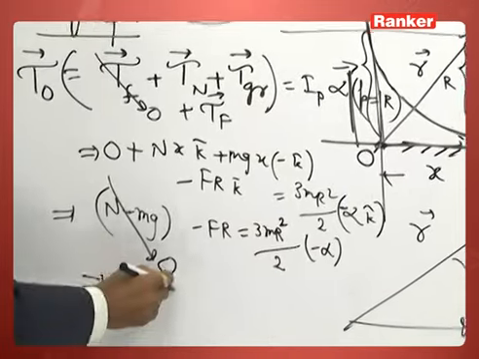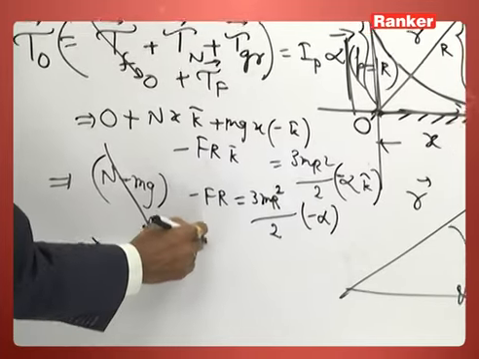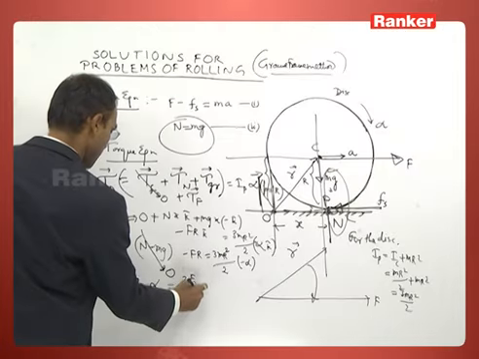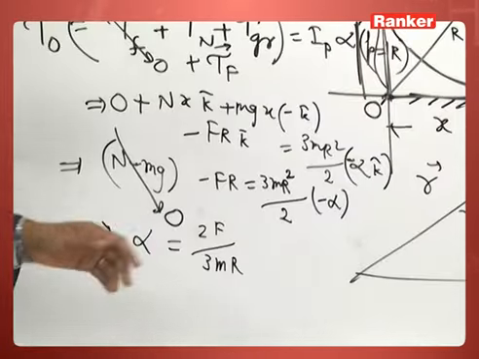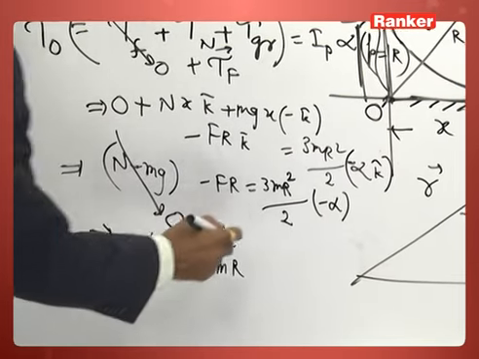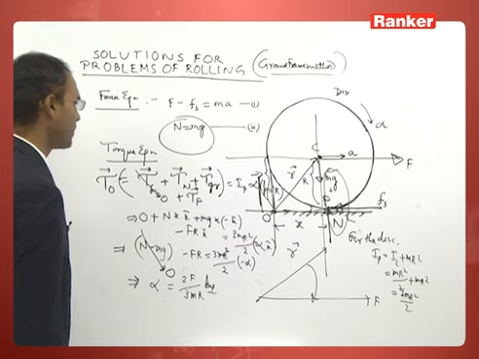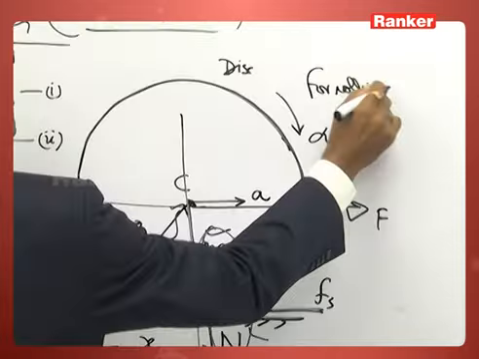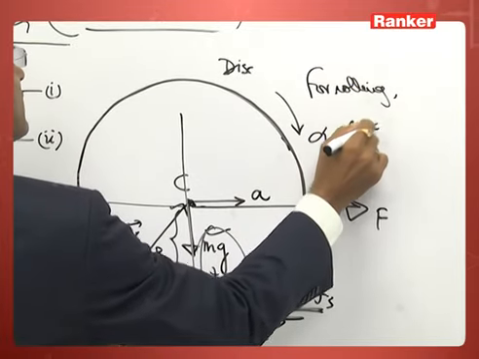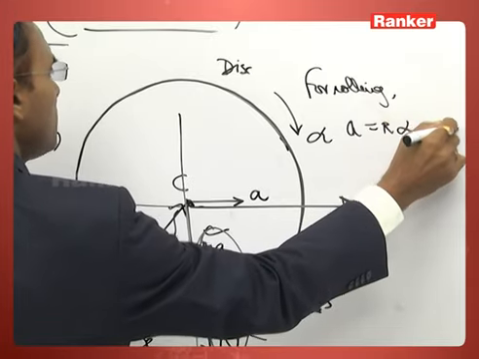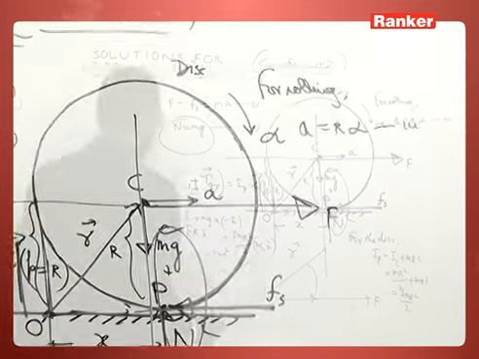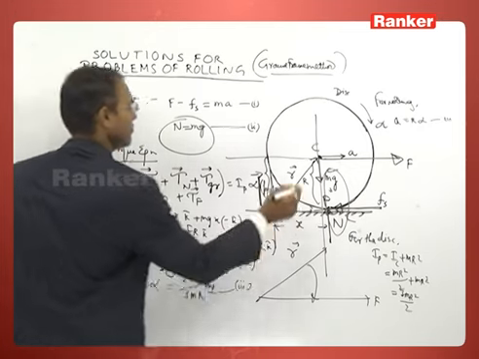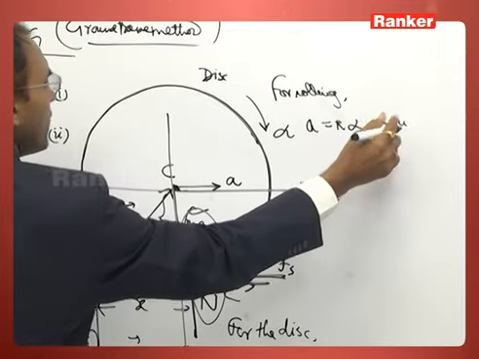So alpha will be equal to f by 3mr. You are getting the same answer. That is the answer. And for rolling, a is equal to R alpha. Under this assumption, this equation remains as it is. You can write this as the fourth equation.